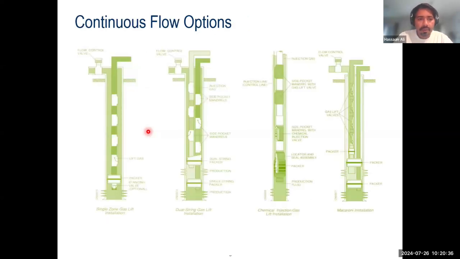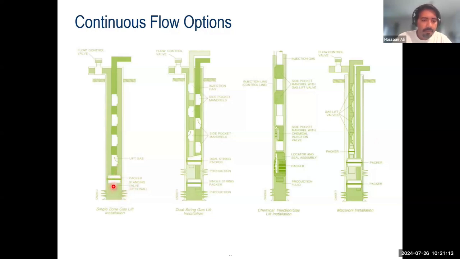Now, coming back to the continuous gas lift systems, there are different ways we can configure our completion or our downhole components. The most simplistic is what we call a single zone gas lift installation. That means you have different stations over here, you have a packer over here. The packer is isolating this fluid from going into the space between the tubing and the casing, or annulus.